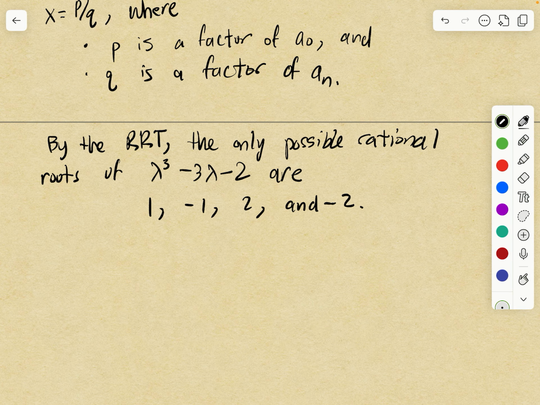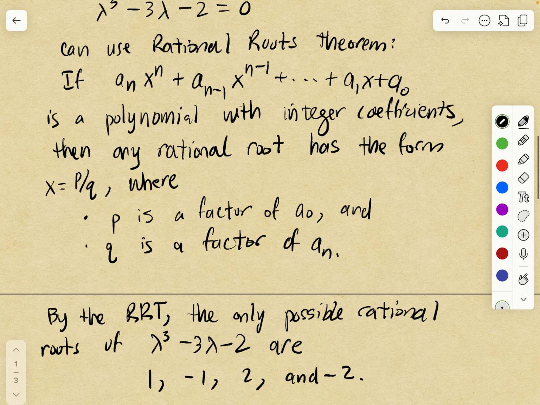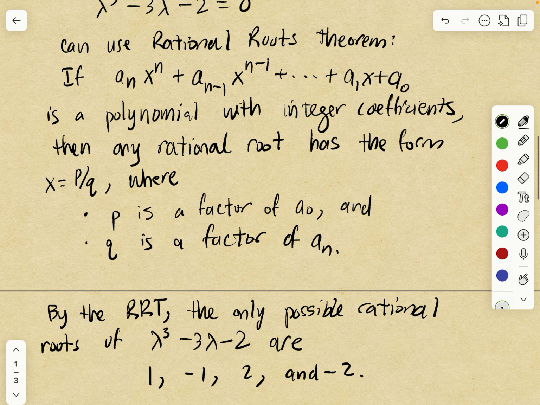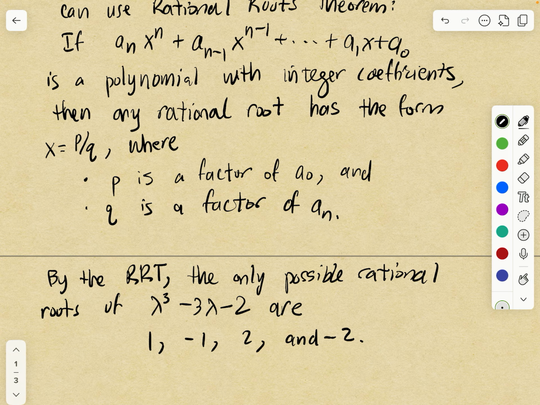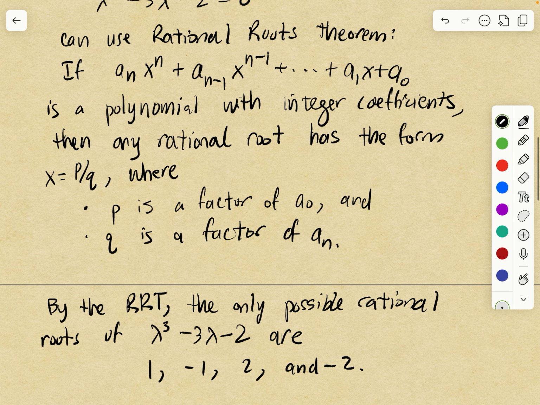But here we have a cubic polynomial, and in general, if you have a polynomial that you're trying to find the roots of, you can narrow down the possibilities of the rational roots by using the rational roots theorem.